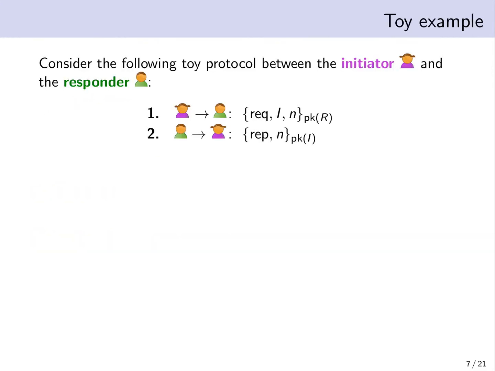So what are partial deconstructions about? Consider a small toy example protocol between an initiator and the responder. Now this protocol only has two messages. First of all, the initiator sends a message to the responder which contains a request tag, the identity of the initiator, and the nonce, and everything is encrypted using the public key of the responder. And the responder will reply to this using a message containing a reply tag and the nonce that he received, and this is encrypted using the public key of the initiator.